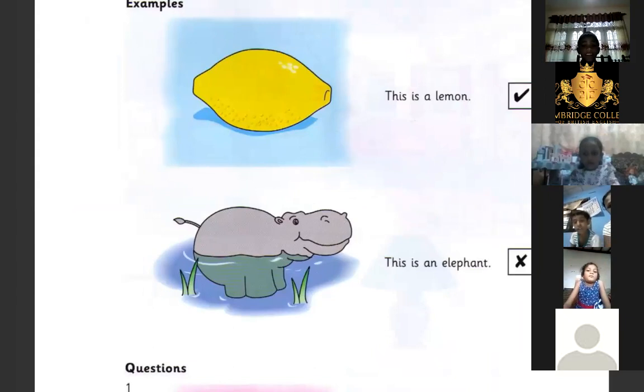Now, can you see that? All of you, I hope you all can see this. This is a lemon. Yes, it's a lemon. Now, you want to put a tick.